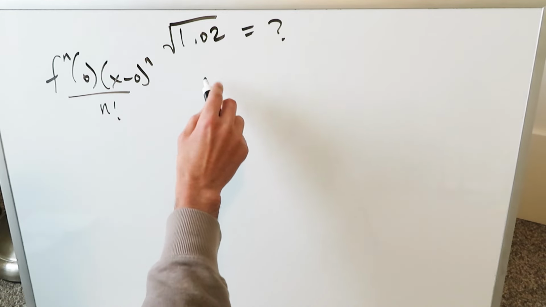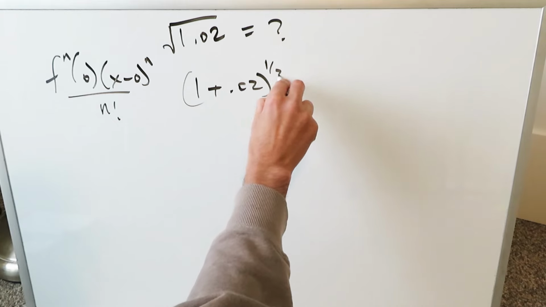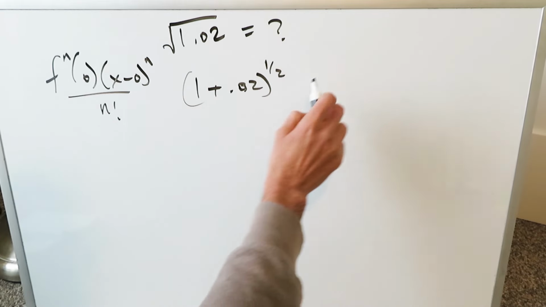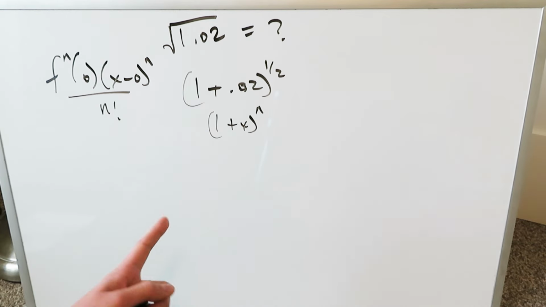But what's the binomial you see over here? 1 plus 0.02 all to the power of 1 over 2. Here's my binomial. It looks like 1 plus x to the power of n in this type of form, but it is a binomial. Now what we have to do is work with this. And how can we work with this?